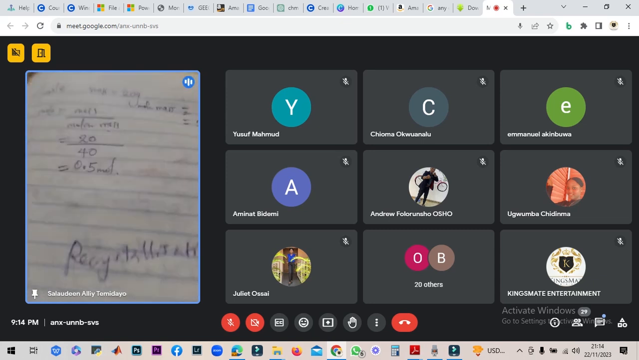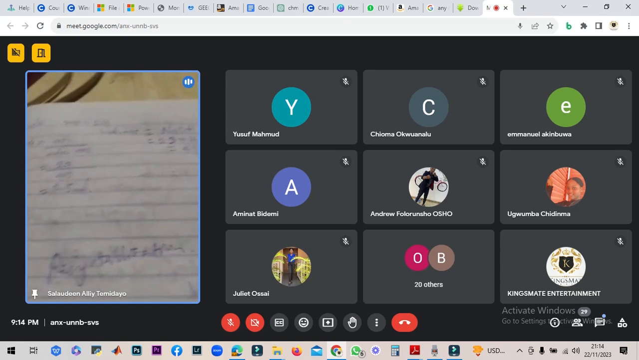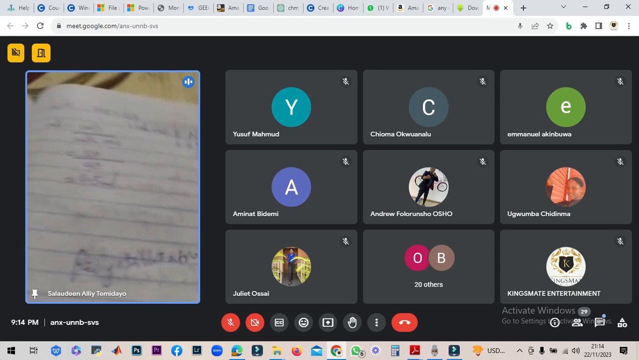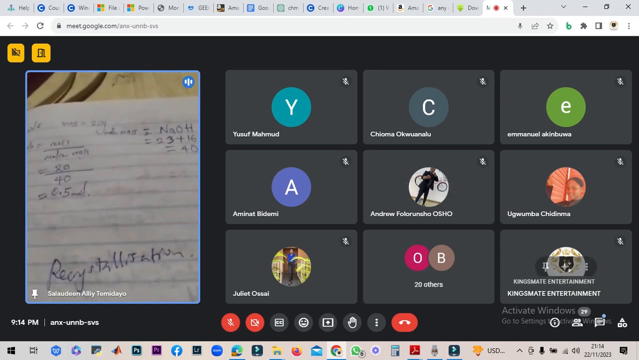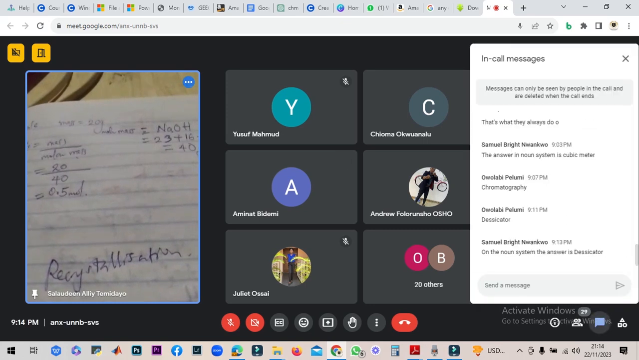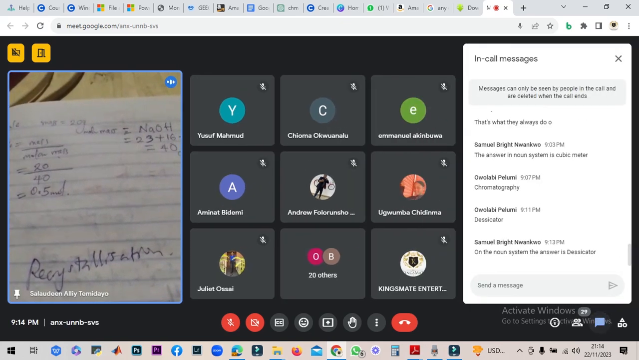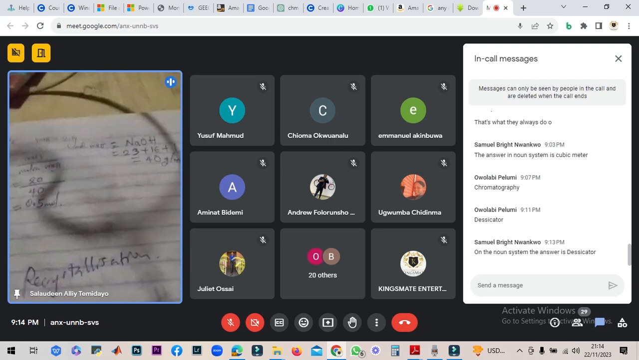So thank you. The process by which traces of water is removed by treating the water with suitable drying agents is called dehydration. It's called dehydration.